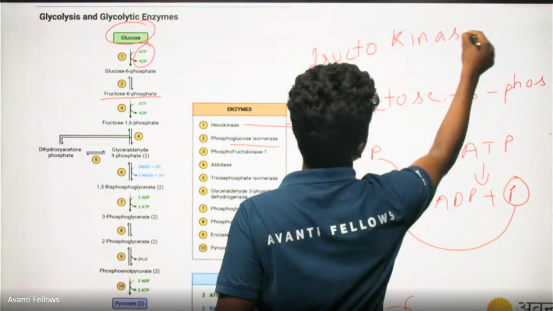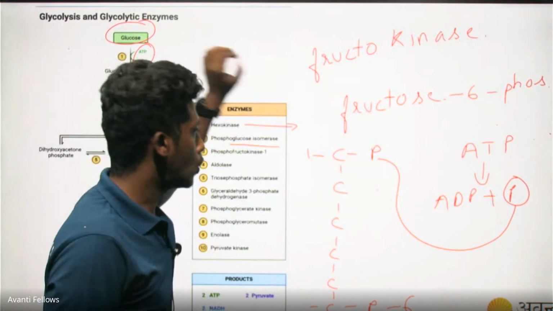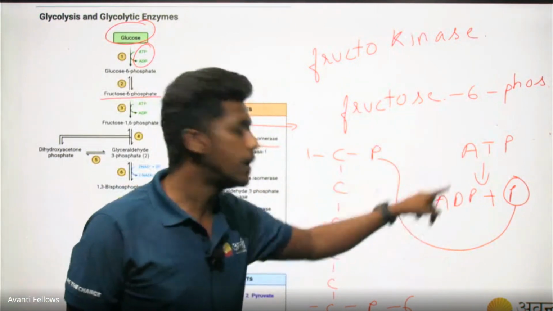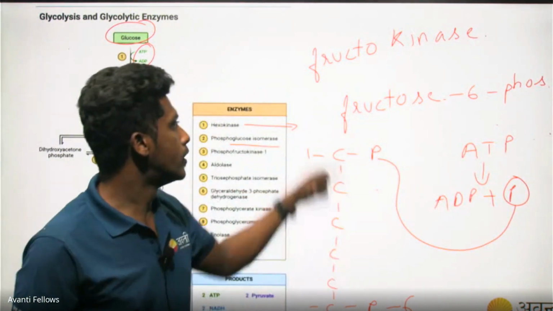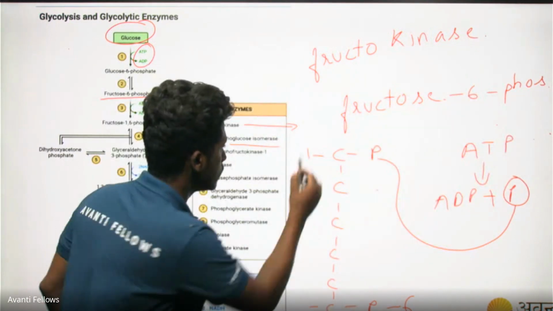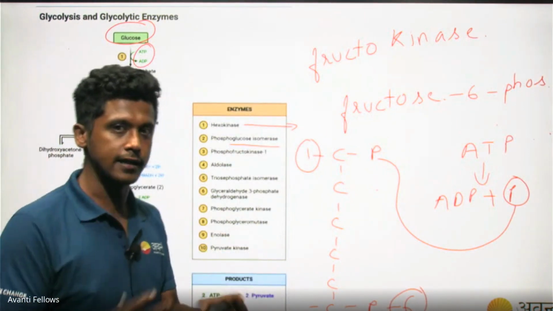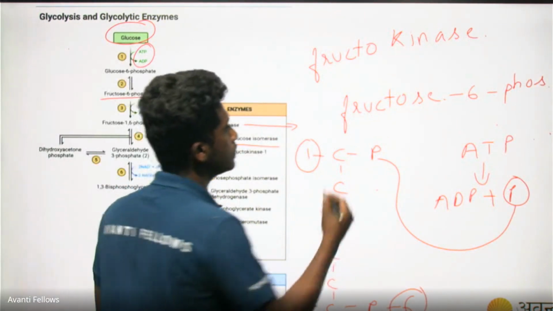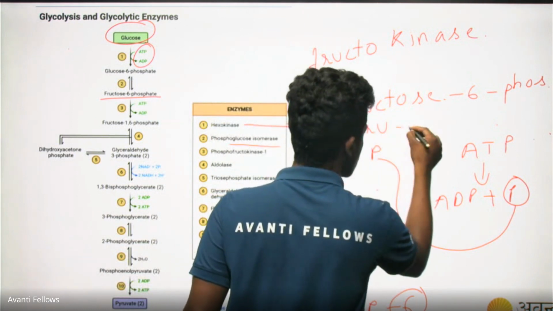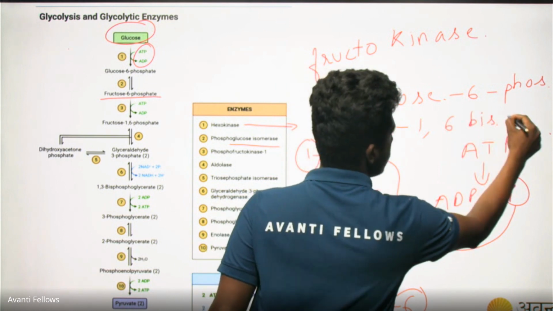Fructokinase is the enzyme. What will this fructokinase do? Fructokinase uses ATP. It breaks the ATP into ADP plus phosphate, thereby converting fructose 6 phosphate into fructose 1,6 bisphosphate. Two phosphates are there, no? That's why it becomes fructose 1,6 bisphosphate. I'll write it as FRU, fructose 1,6 bisphosphate.